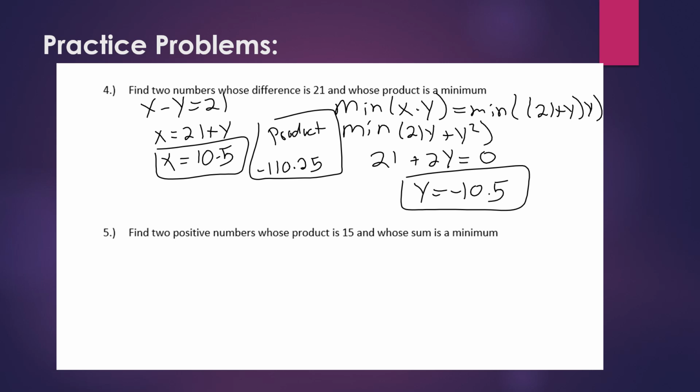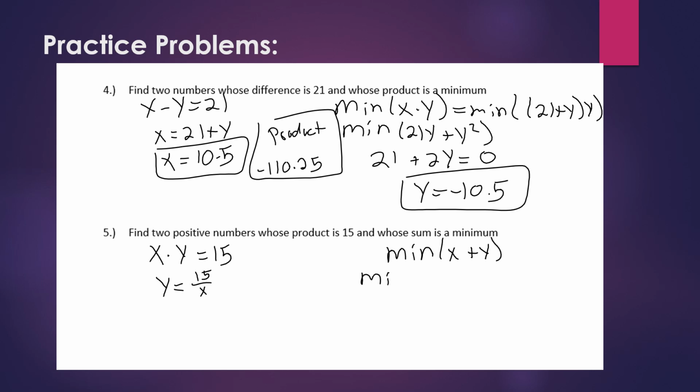Okay, so number 5, it says find two positive numbers whose product is 15 and whose sum is a minimum. So two numbers that multiply to be 15, x times y equals 15. And we're trying to minimize the sum, so we're trying to minimize x plus y. I need to solve for one of these variables. It doesn't matter if I go for x or for y. So I'll say that y is 15 over x. Let's plug that in over here where we're minimizing.